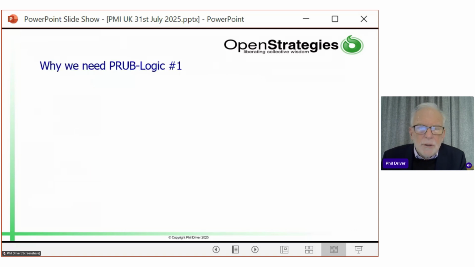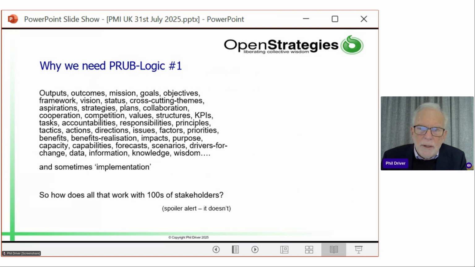Why do we need PRUB-Logic? Well, if you look at all those words, they came out of a single New Zealand government strategy document. Now, you probably know what every one of those words means, but if you're dealing with hundreds of stakeholders, that simply doesn't work. You cannot use that many words.